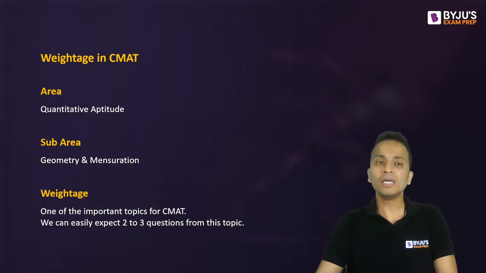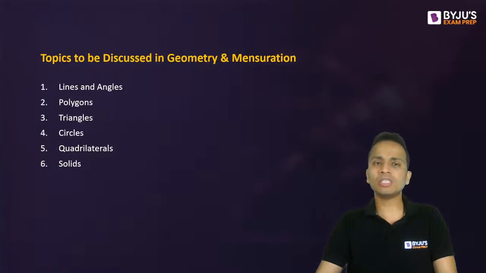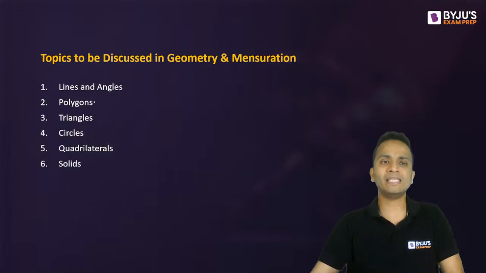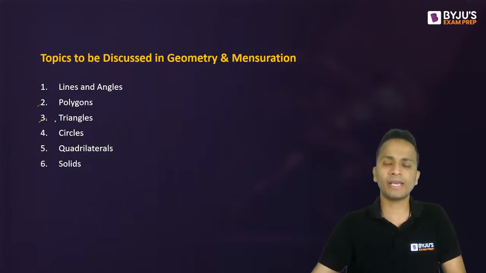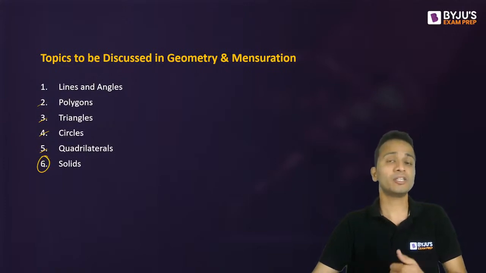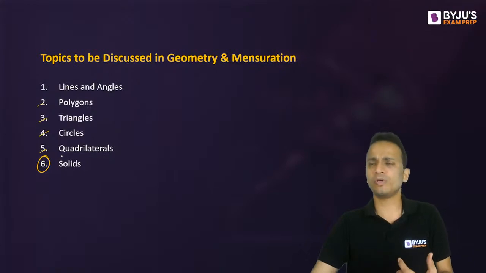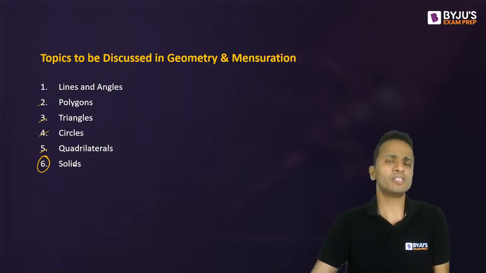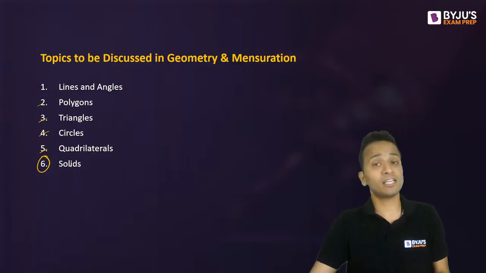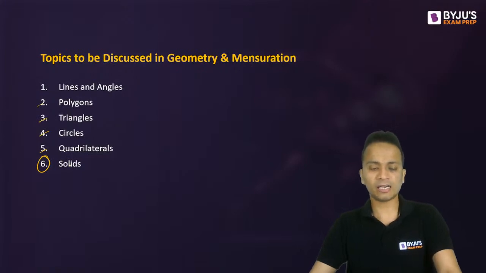Now, talking about the areas that come under geometry and mensuration: lines and angles, polygons, triangles, circles, quadrilaterals, and then the solids, the three-dimensional figures. In solids, you can see the questions which are based on finding the area, surface area, volume, and so on and so forth. So all these are questions based on solids, right?